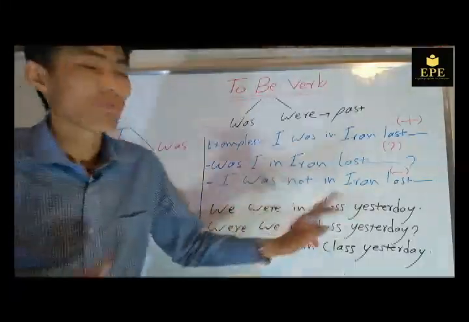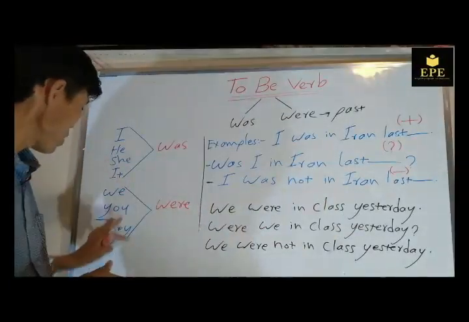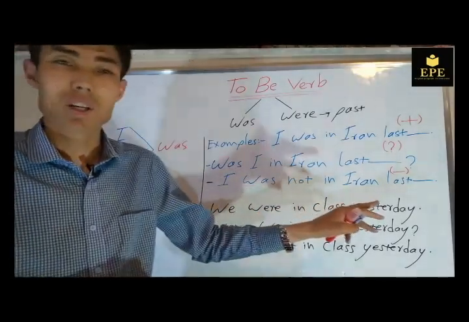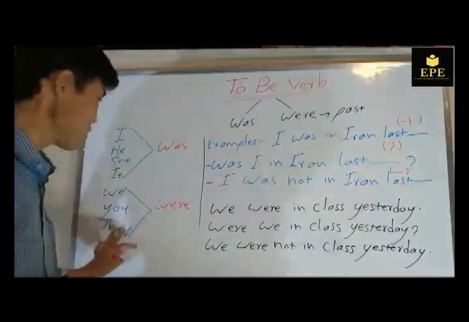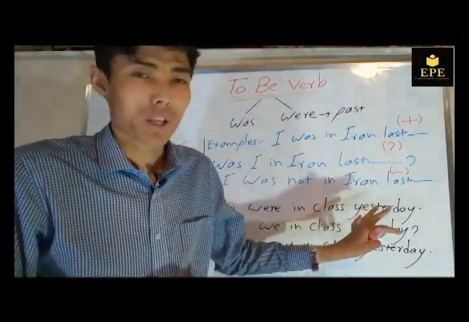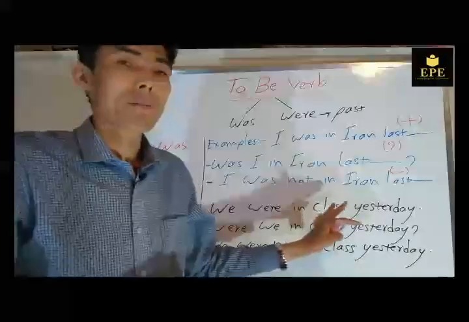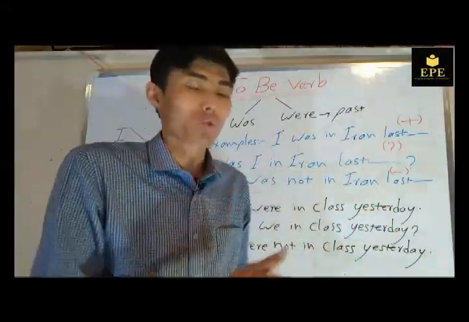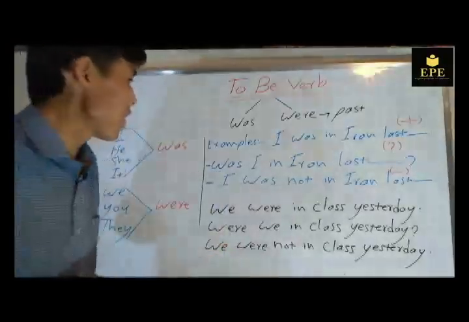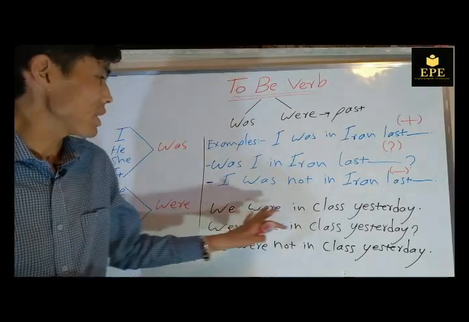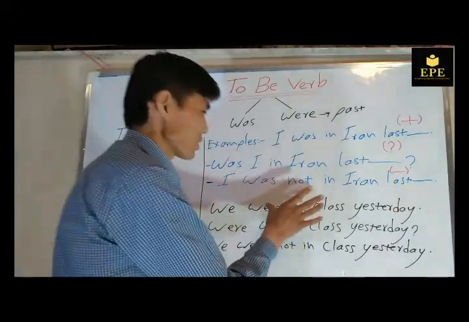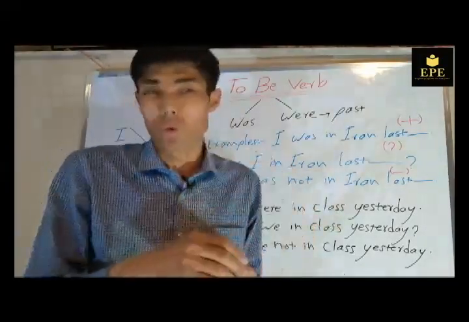This one is also a positive sentence. We can use the other subject pronouns as well, like you. You were in class yesterday. So they were in class yesterday. They were in America yesterday. They were in Afghanistan, for example, yesterday or last year or 3 years ago, like that. So as you see, this one is a positive sentence. It's also possible to change this positive sentence to the negative and also to the question form.